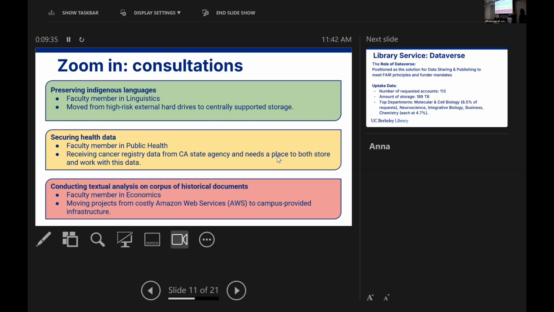And then the third example here, this actually happened a couple of times. It was a faculty member in economics, and they were paying a lot for computational storage with AWS, and we were able to get some of their projects moved to campus-provided computing infrastructure, which is at no cost to them. So we were able to reduce their costs significantly. And these are just three examples.